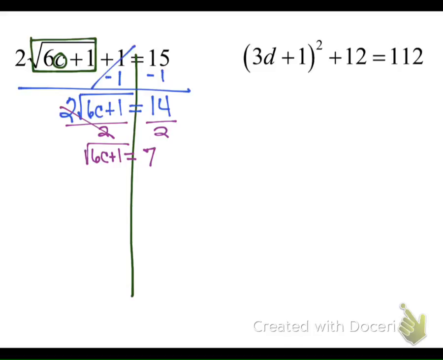So now that my square root's by itself, I need to get rid of that square root sign. How do I do that? I'm going to square it. If I square one side, square the other. So square and square root cancel. So now I can bring down the 6c plus 1. And then my right side, I need to simplify 7 squared. It is 49.